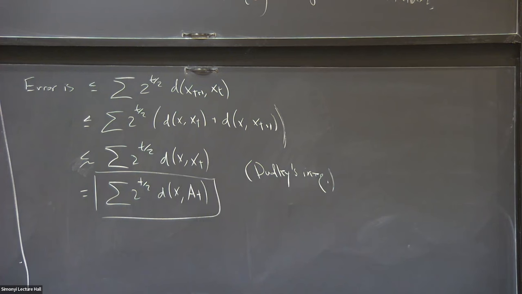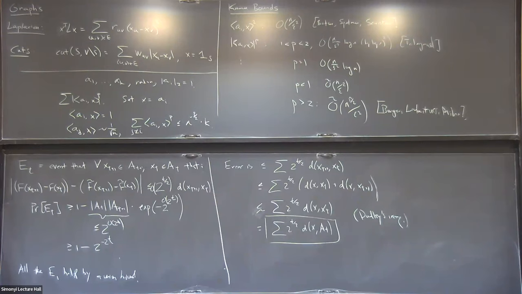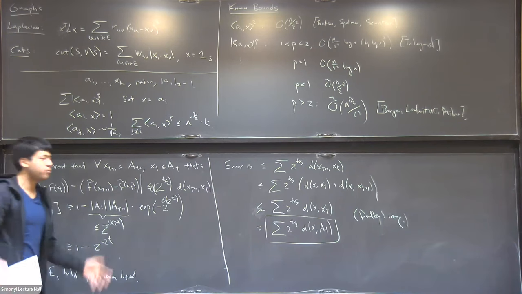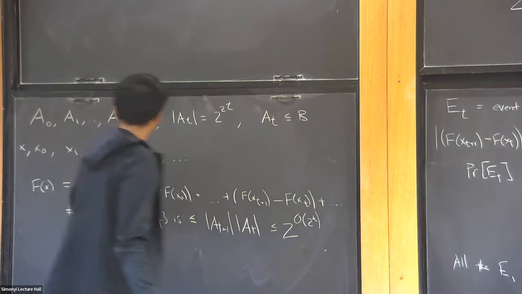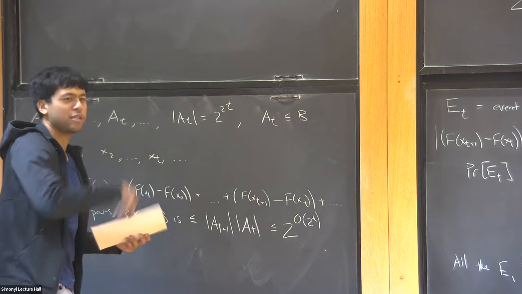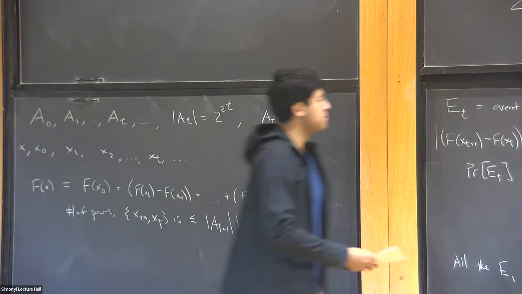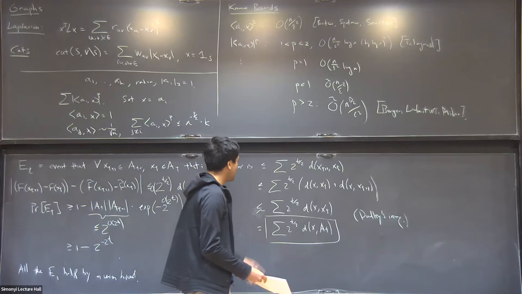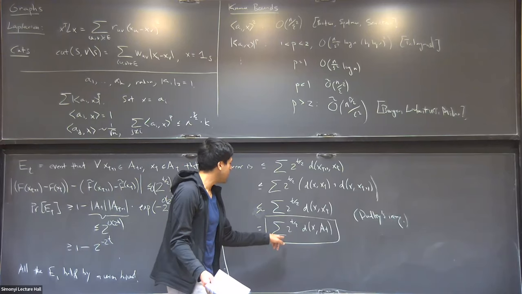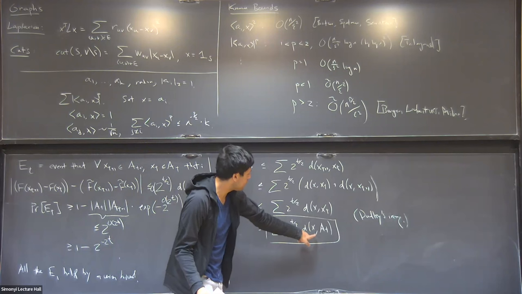Maybe it's good to just stop for a second and see if this proof made any sense. So once again, the high level goal was: say I have generic sets A_0, A_1, which are subsets of B, and I attempt to use these sets to bound the error of the sampling procedure. And if you decompose x as a sum, hopping between the different sets, and then you use the union bound, then you get that the total error accumulated on x is bounded by the sum of 2^(t/2) times the distance from x to A_t.